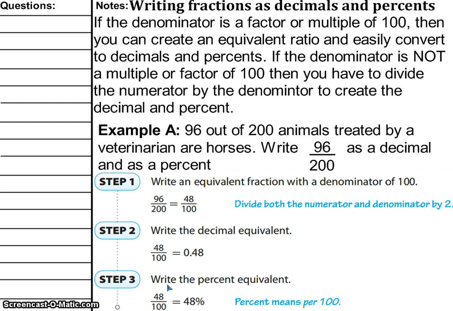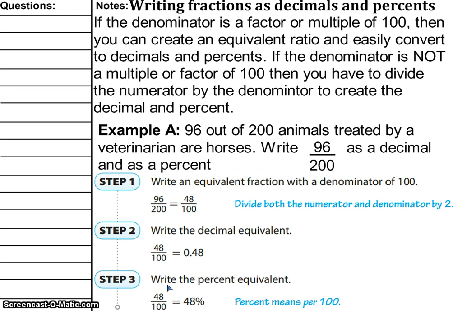The next section is writing fractions as decimals and percents. If the denominator of a fraction is a factor or multiple of 100, then you can create an equivalent ratio and easily convert to decimals and percents. If the denominator is not a multiple or factor of 100, then you have to divide the numerator by the denominator to create the decimal or percent.